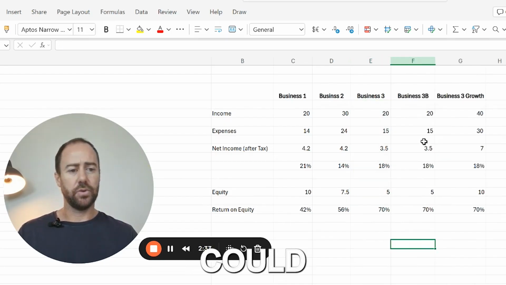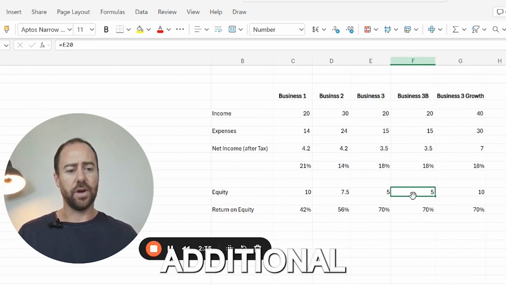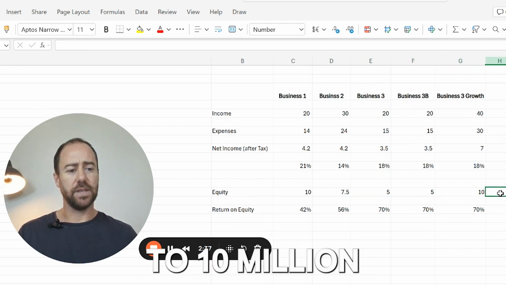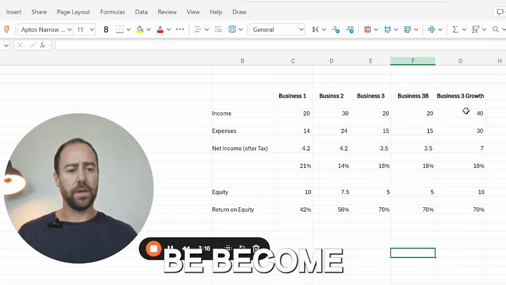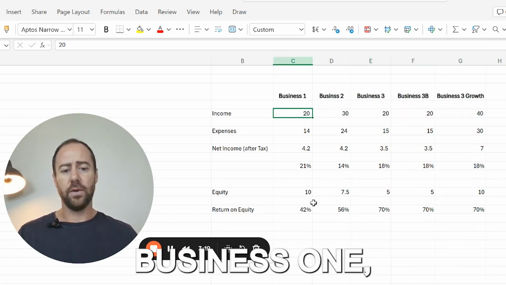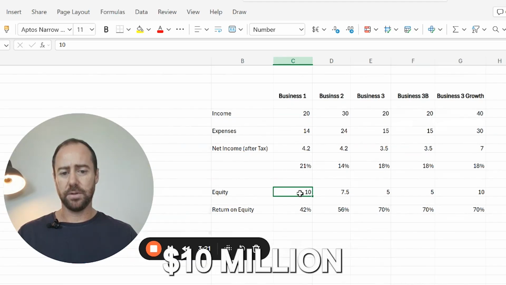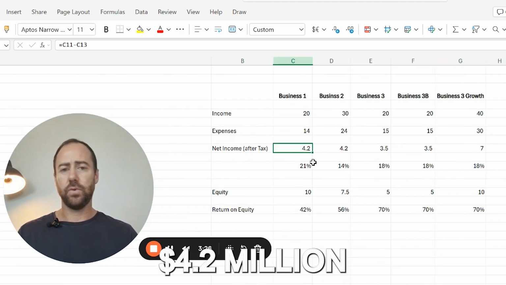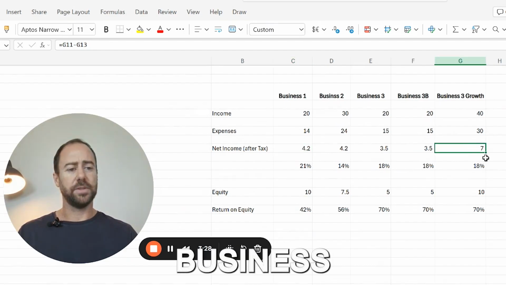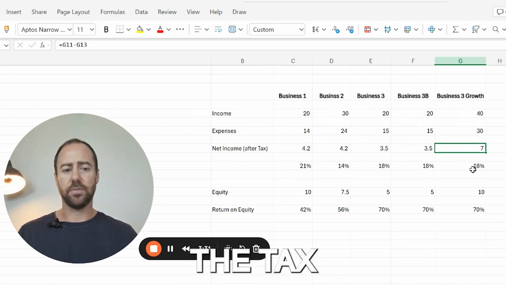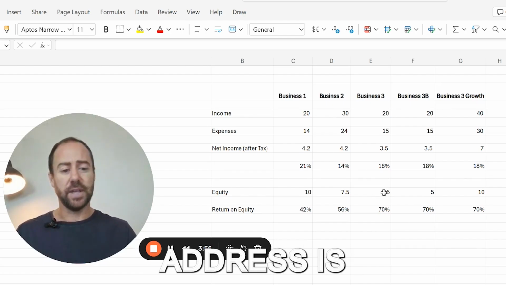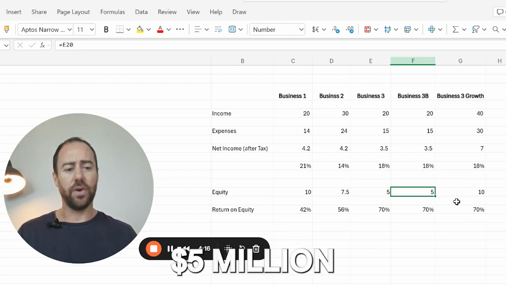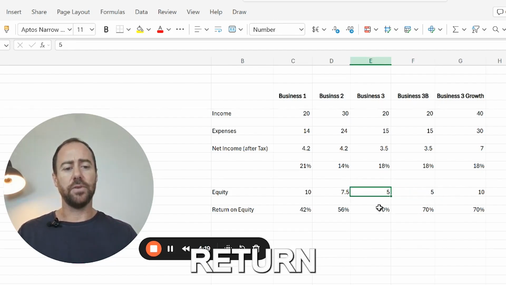If business 3 could duplicate itself and invest the additional $5 million to create the total investment to $10 million and get the same results as the current business, then business 3 will become the superior business compared to business 1, because both have invested $10 million capital. Business 1 has generated $4.2 million in after-tax profits, whereas business 3 has generated $7 million in after-tax profits. The real question that you as the business owner or investor have to address is, can business 3 invest the additional $5 million and get a rate of return that's similar to the first 5?